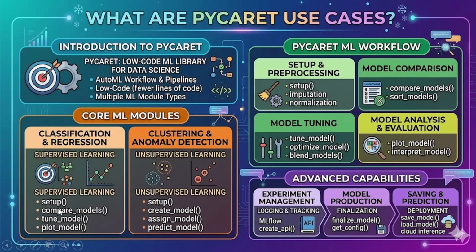Second function, compare models. And then we have tune model also. For example, I got one best model, but I want to further tune it. Tune model will try to change the parameters itself, and it will tune and give the best out of the model again.